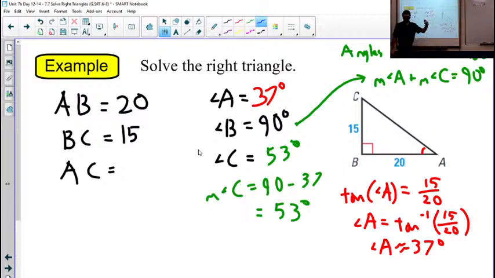Let me finish this problem. I have two sides that I know. I have this side, A to C, that I don't know and I'm trying to find. And if I have two sides that I know and one side that I don't, it's Pythagorean theorem to the rescue.